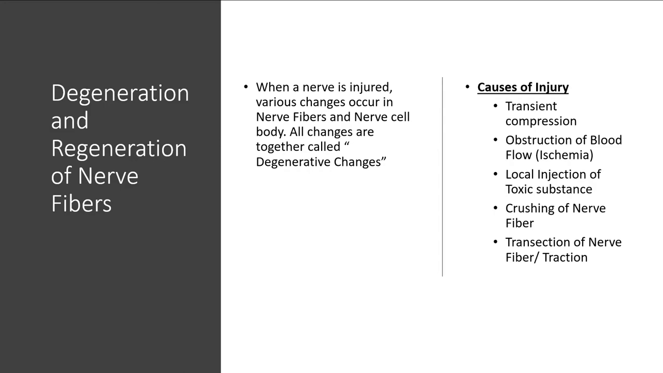What is the cause of these? This can be transient compression, obstructed blood flow, ischemia, hypoxia to a particular part of the nerve, local injection of a toxic substance, or crushing of the nerve fiber. And transection means if you cut the nerve because of a fracture or any other reason, there will be a cut and the nerve will be divided into two parts. So injury can be of any type, but these reasons are the most important causes of nerve injury.